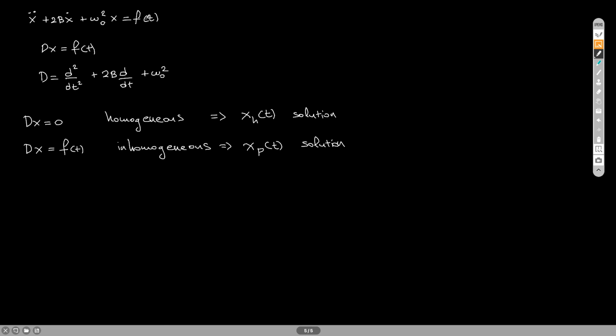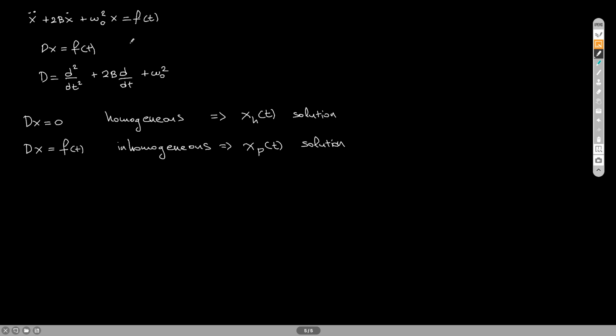Just to give you an idea, if you can visualize, you have a child on a swing, and you have a parent or a sibling behind the swing, exerting a force on the swing periodically. This would be an example of this driving force.